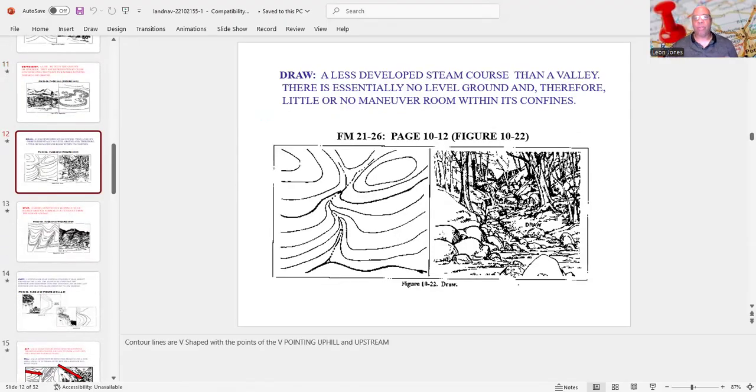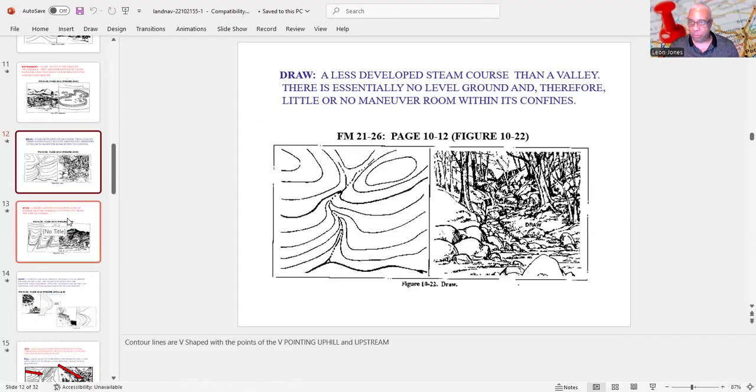Then you have a draw. It's a less developed stream course than a valley. There is essentially no level ground and therefore little or no maneuver room within its confines. This is a draw right here. Could be in an area of the jungle or forest. You could even have a small creek. And if you're in the military, you must watch out for draws. Now, look at your contour map. Again, that's a little river. It's your higher elevations.